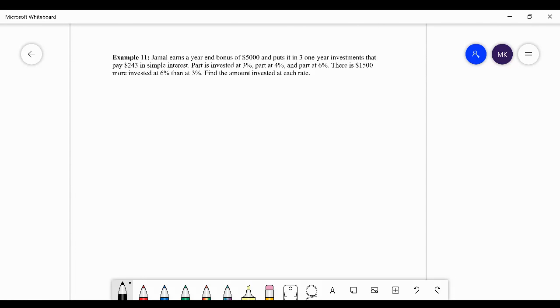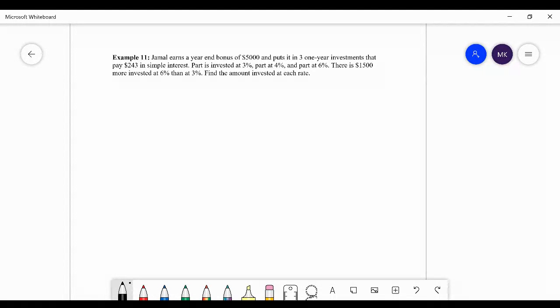Jamal earns a year-end bonus of $5,000 and puts it in 3 one-year investments that pay $243 in simple interest. Part is invested at 3%, part at 4%, and part at 6%. There are $1,500 more invested at 6% than at 3%. Find the amount invested at each rate.